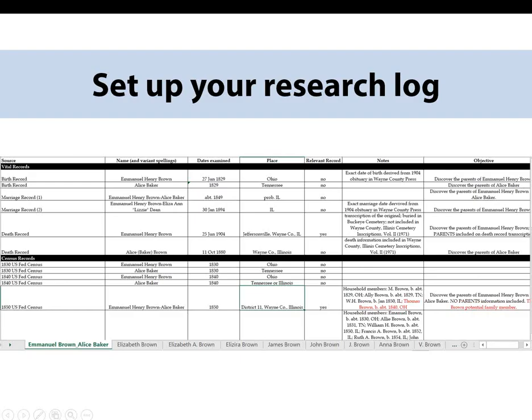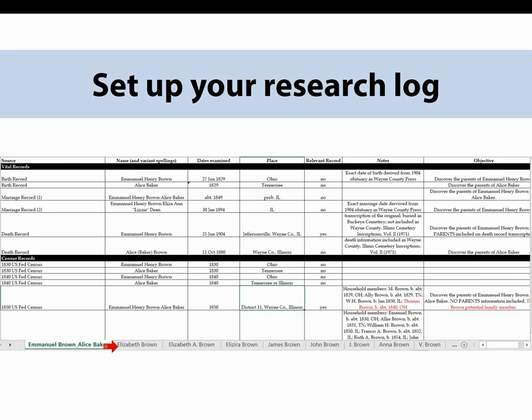So we're going to set up our research log based on all of that information. So everyone that we just tried to find. So we're going to look for Emmanuel Brown listed here. Now all of the tabs here, this is a new sheet. I started an entirely new Excel file for this. So this is Emmanuel Brown's cluster.